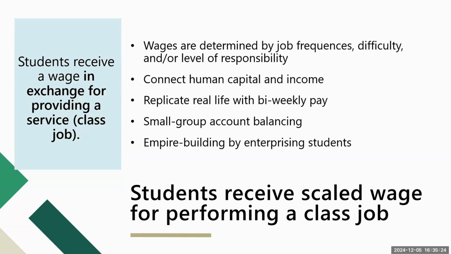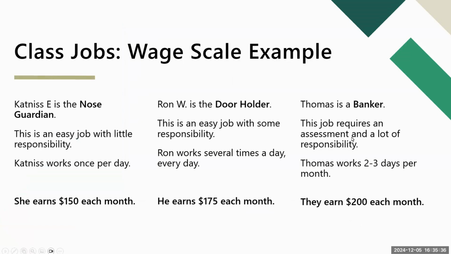But the empire building is absolutely something you might see here when students are consistently getting the opportunity to earn more. And I'll show you that savings example as we move on to the same example we looked at before, with the same jobs, but now they're scaled. So now the easy job that everybody wants is the same amount, 150 per month. Ron, because he's having to get up and do something very slightly physical, but still multiple times a day, is earning slightly more at 175.